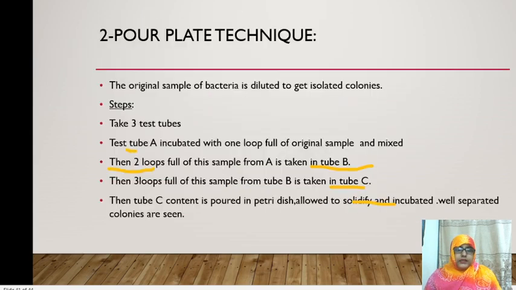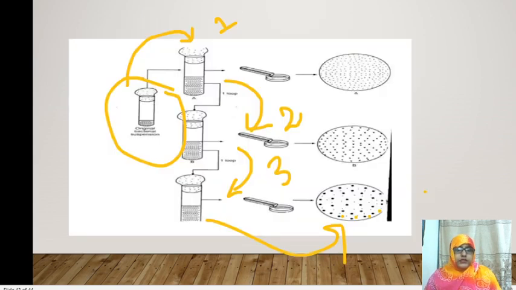Then pour plate technique, we simply take 3 test tubes with the same culture media, and we put the inoculum, taking one loop into A, 2 loops were taken and added in test tube B, then 3 loops were taken from B and added in C. Then the last test tube was examined under microscope after incubating at certain time period. This is all done for culture medias.